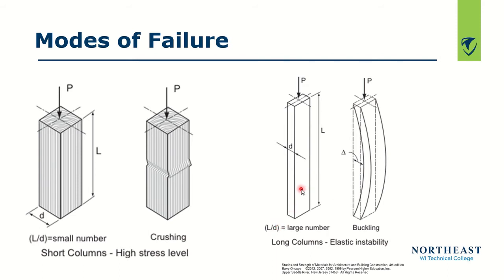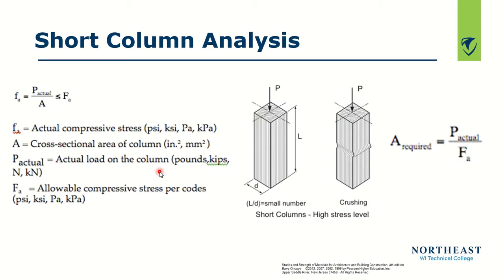Just like I was showing you in the example in class, when I put a load on there, the column is going to want to buckle in the weak axis, the weak moment of inertia axis. So that's why we have to determine the moment of inertia around the x-axis and the y-axis. Long columns will fail by buckling. Short columns will fail by crushing.